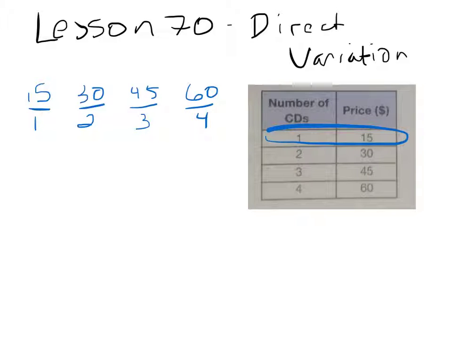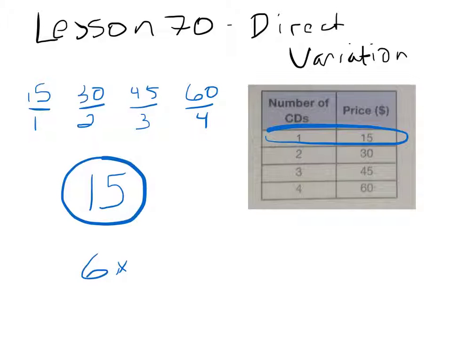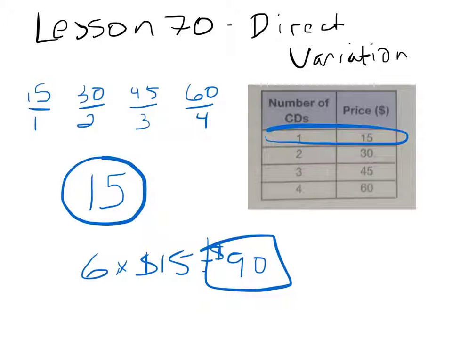If we were to reduce those or divide each of them, we would realize that the constant would be 15. So 1 CD is 15, 2 is 30, 3 is 45, and so forth. So if they asked us, well, how much is 6 CDs, you could say, well, I'm going to multiply that by my constant, 15. And 6 times 15 would be $90. You could say 6 CDs equals $90. So when you know that two quantities are directly related, the number of CDs that you want and the price, it allows us to solve for the other.